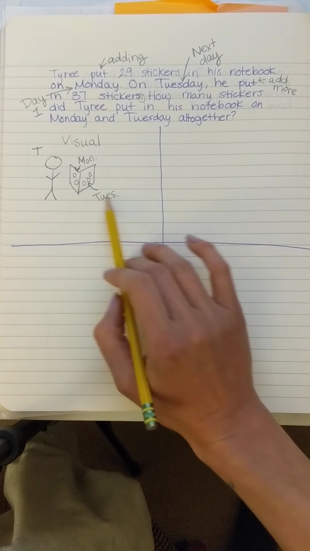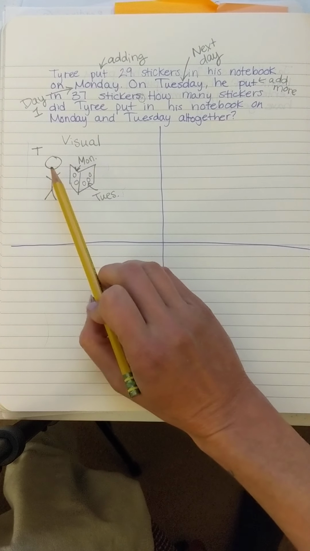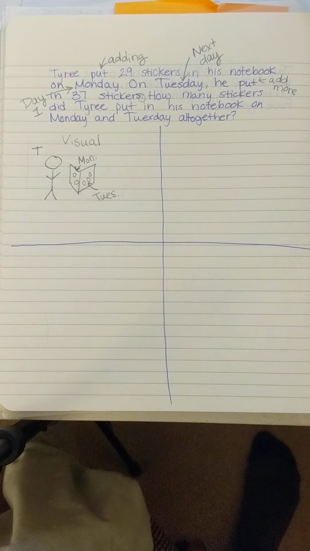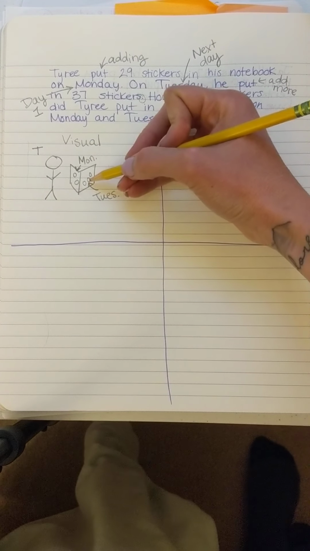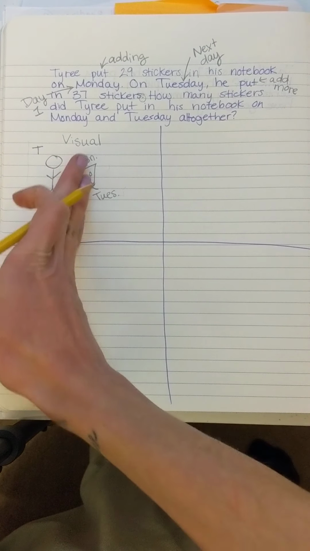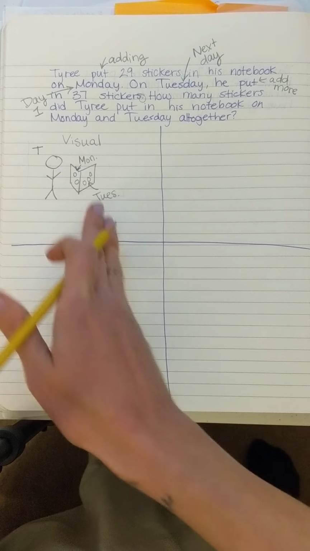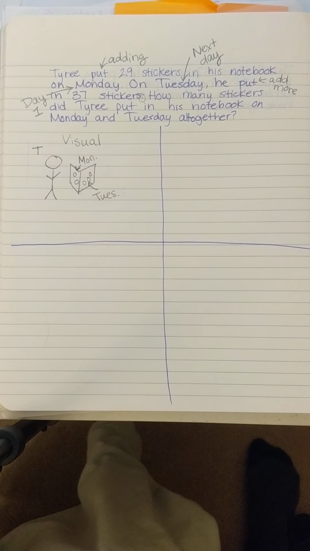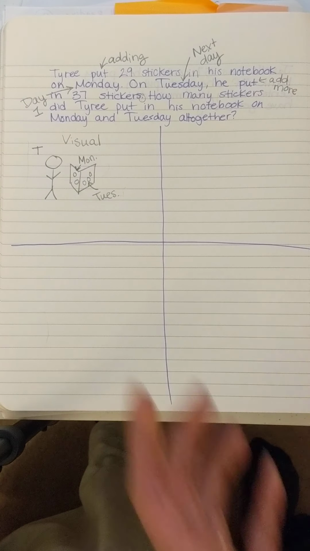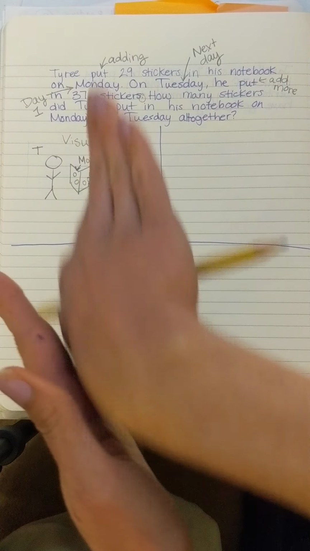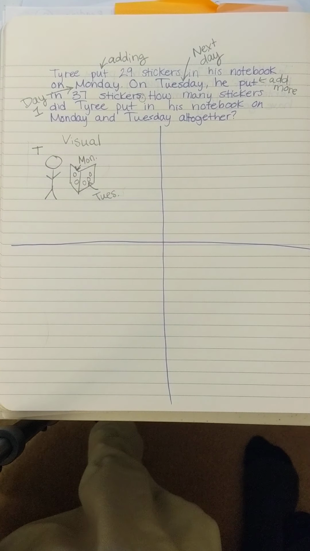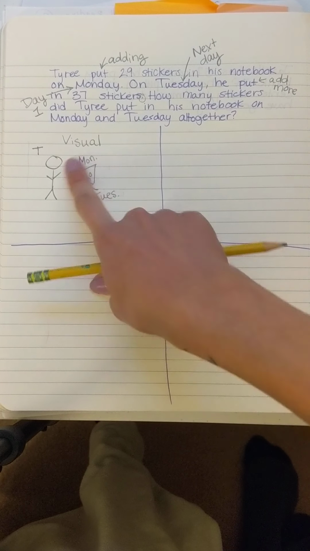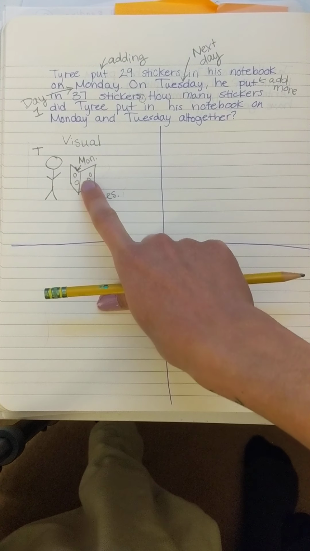And then I look down at my visual and think to myself, do I show that in my picture? A lot of times it's a good idea to put arrows to show if he's getting more or if some is going away from him, okay? Because if he's getting some, then that usually means we're adding some up altogether. And then if some's going away from him, that usually means we're subtracting. But it looks like all of the stickers are going into his book. So we might be adding, maybe.